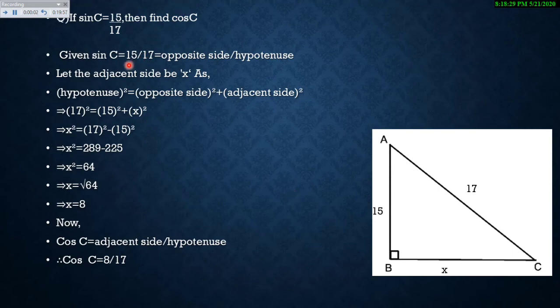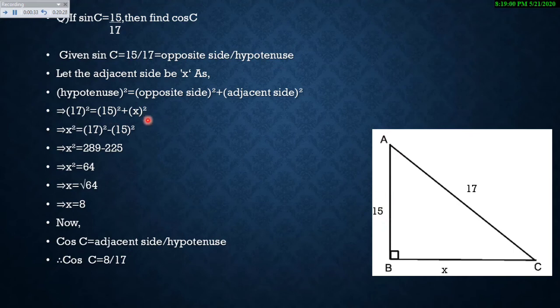So he has given us sin C equals to 15 by 17. So we took opposite side as 15 and hypotenuse as 17. Now we have to find the adjacent side. So let us take adjacent side as x. Now what is hypotenuse? Hypotenuse is 17 square. Opposite square: the opposite side is AB and its value is 15.